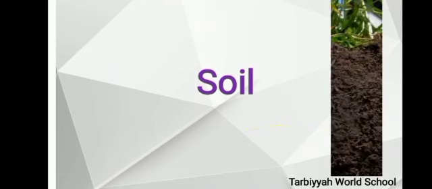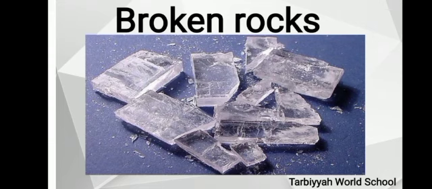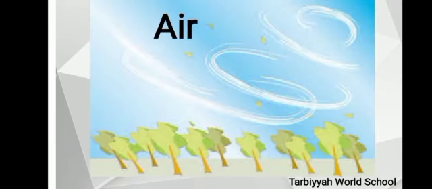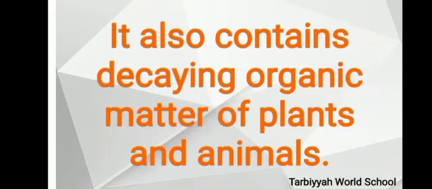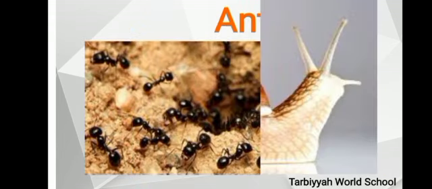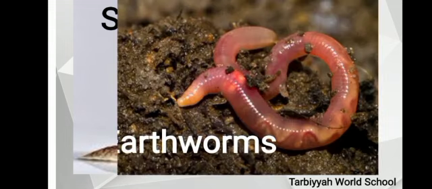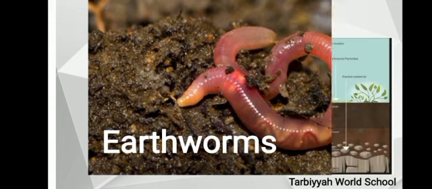Let's learn more about soil. Okay, see soil. The topmost layer of the earth's surface where plants grow is called soil. It is a mixture of broken rocks, air, water, and other substances. Soil also contains decaying organic matter of plants and animals. Some small organisms such as ants, snails, and earthworms also stay inside the soil.